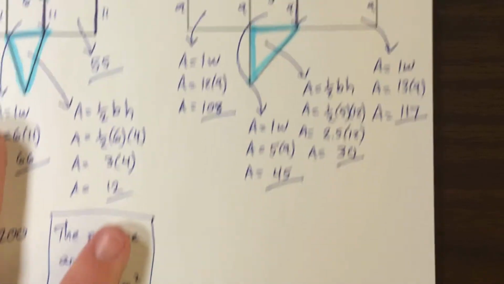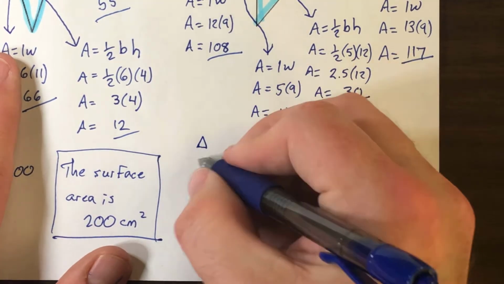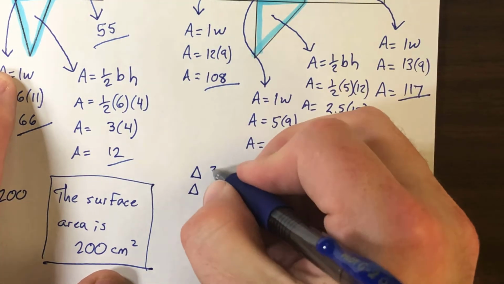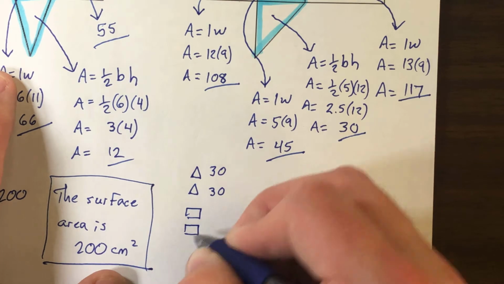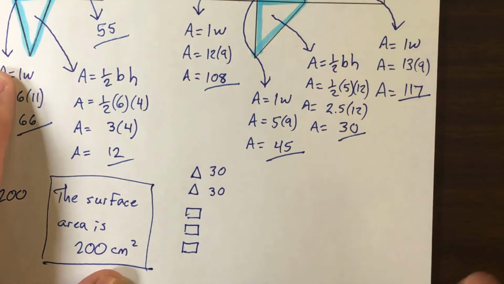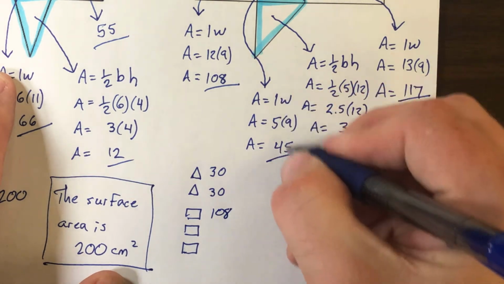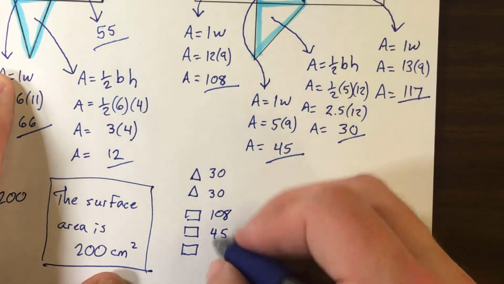All right, let's list them all and make sure I have them all. So I have got 2 triangles, and each of them were 30. Then I have 3 all different rectangles. The rectangles were 108, 45, and then 117.